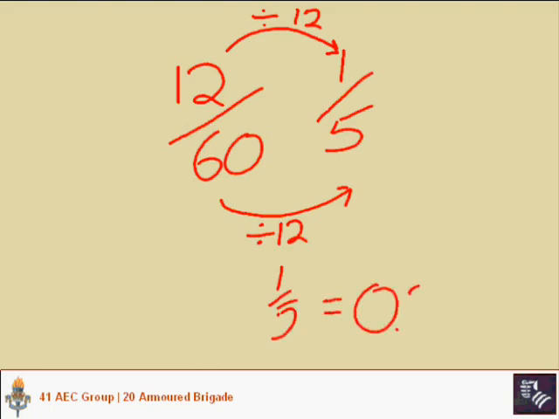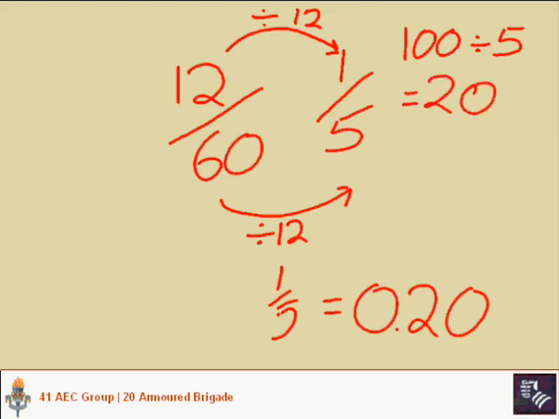Once we've cancelled the fraction down to its lowest form, we have 1/5. At this stage, we need to work out what 1/5 of 100 is, because now we're working within the decimal system. To do this, just divide 100 by 5. 100 divided by 5 equals 20. So we now know that 5 goes into 100 20 times, so 1/5 of 100 is 20. That's where we get that 0.20 from. Therefore, 2 hours and 12 minutes converted into decimal time is 2.20 hours.